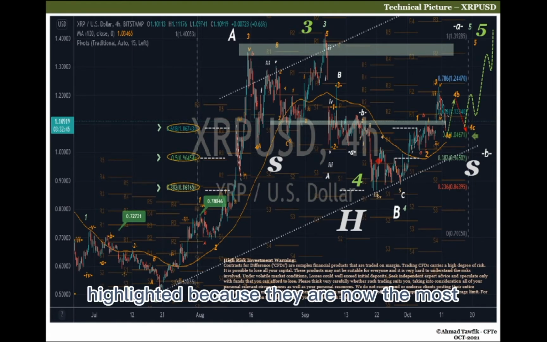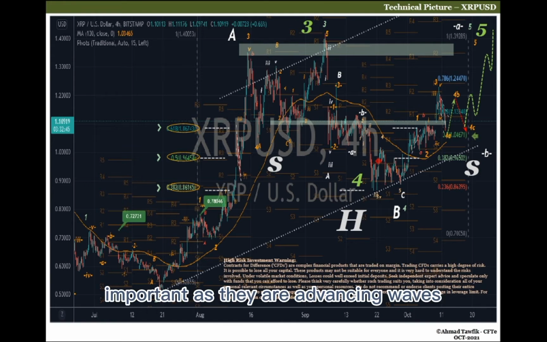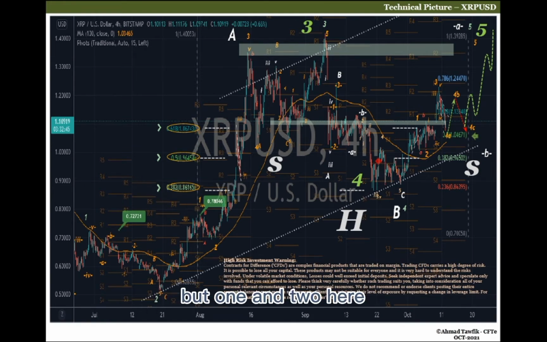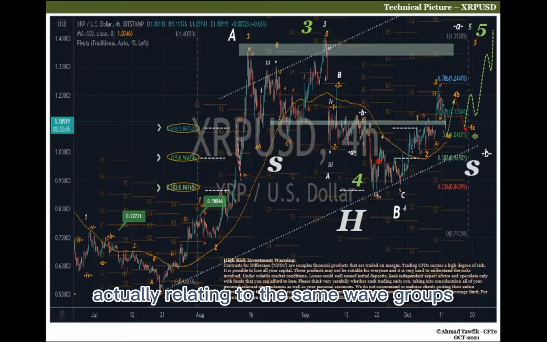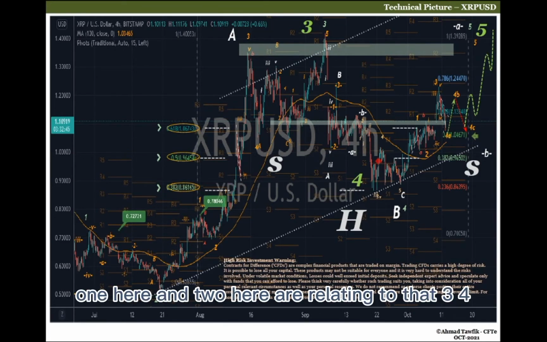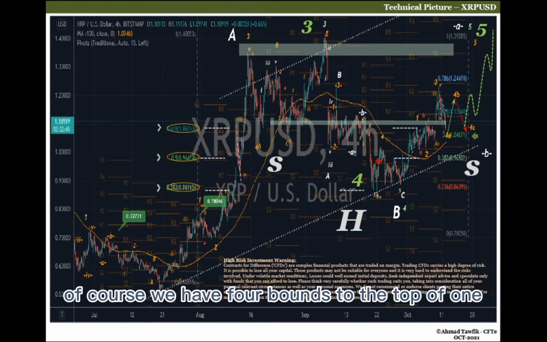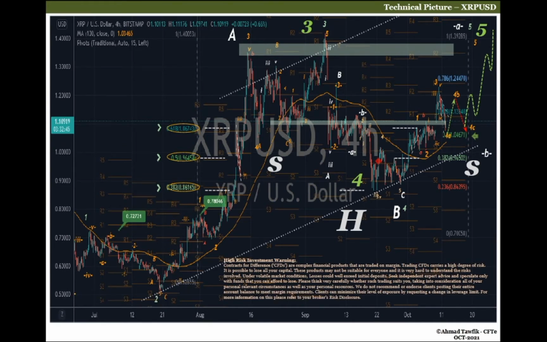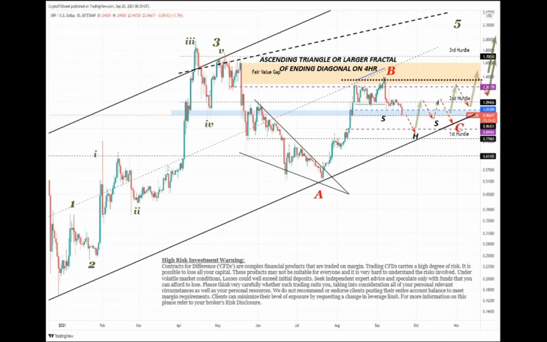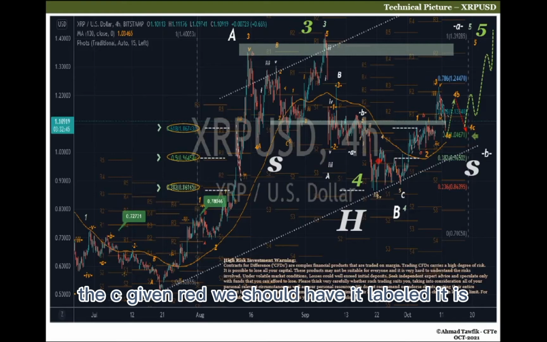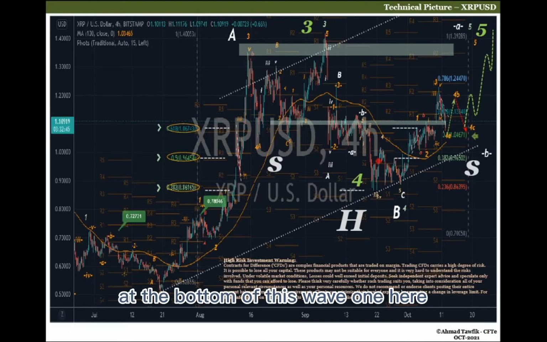really highlighted because they are now the most important, as they are the advancing waves. But 1 and 2 here, down below, are actually relating to the same wave groups. So 1 here and 2 here are relating to that 3, 4, and that 5. Of course, wave 4 bounced to the top of 1. That correction C in red that we keep looking at, we should have it labeled. It is at the bottom of this wave 1 here.